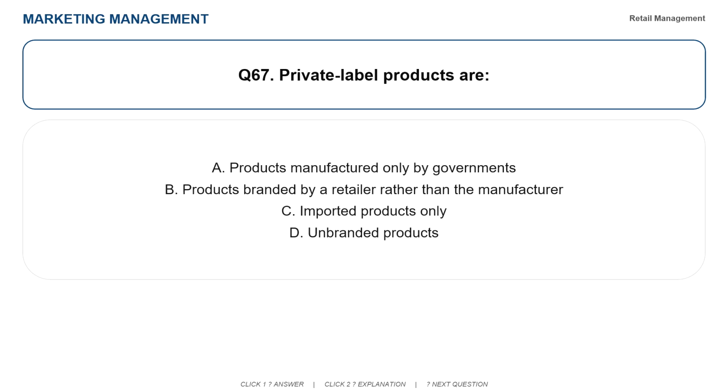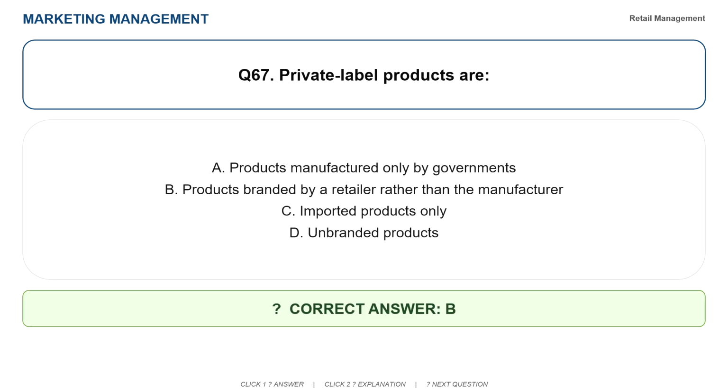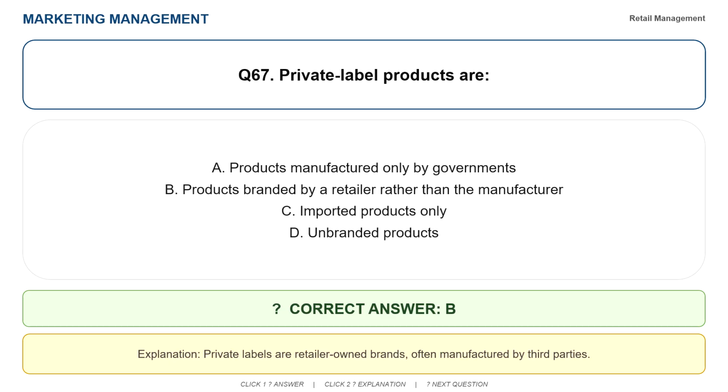Question 67. Private label products are. Option A, products manufactured only by governments. Option B, products branded by a retailer rather than the manufacturer. Option C, imported products only. Option D, unbranded products. The correct answer is B. Explanation. Private labels are retailer-owned brands, often manufactured by third parties.